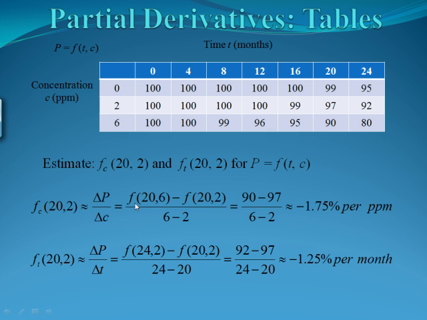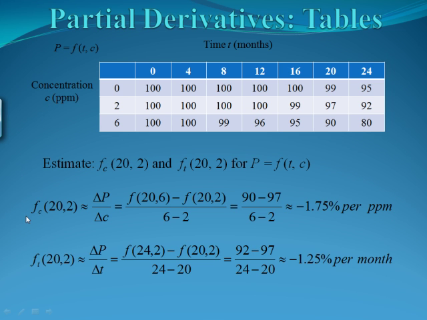So what we want to do is look at the value of f(20, 6) minus the value of f(20, 2). So we want to look at the difference in the next step. So that's going to give us 90 minus 97 divided by the change in concentration. Well, that was 6 minus 2. So 90 minus 97 divided by 6 minus 2 gives us negative 1.75% per ppm, because that's the units on our concentration.